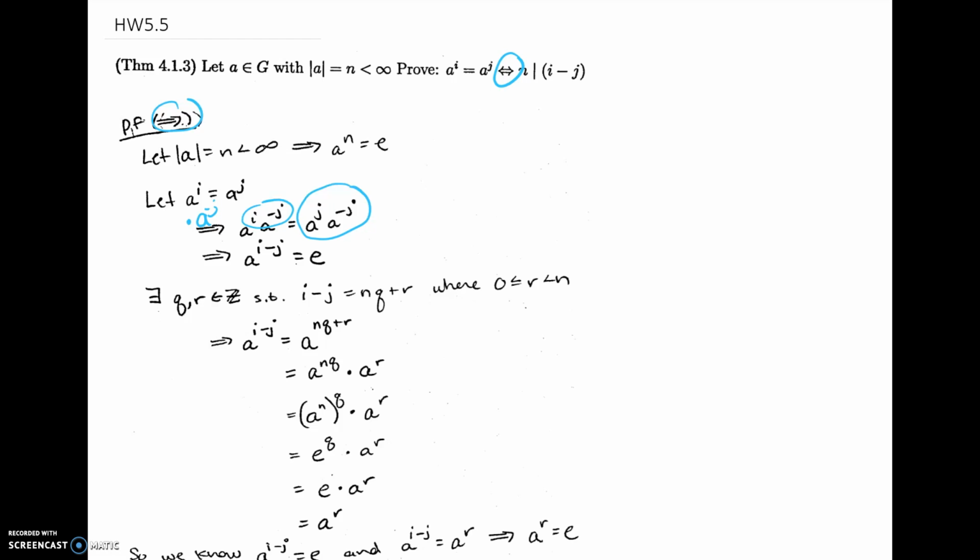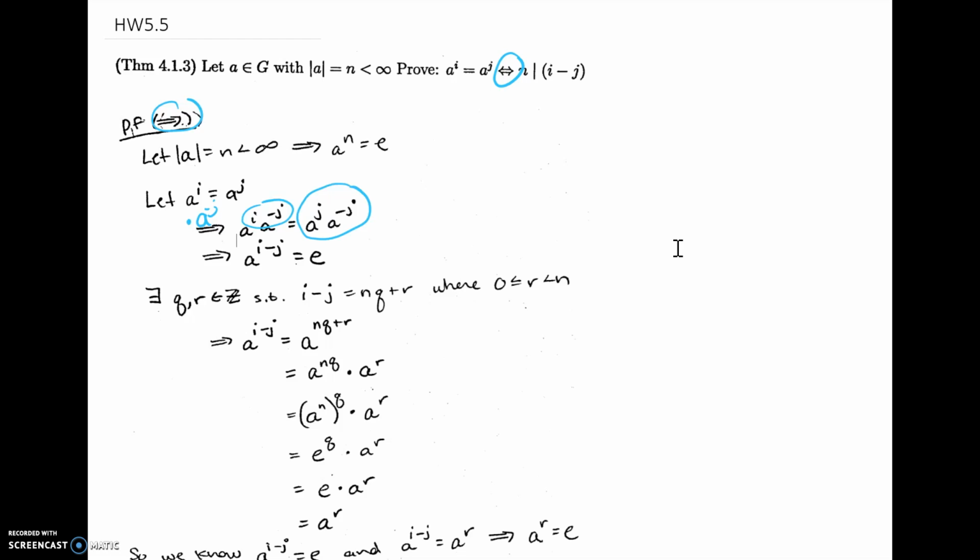So there exists a Q and an R as members of the integers, such that I minus J equals NQ plus R, where 0 is less than or equal to R, which is less than N. Basically that's saying whatever number I minus J is, it's going to be N times some integer plus the remainder. So it's turning I minus J into an expression with N in it. If R is 0, that means that N times an integer equals I minus J, which is what we want to prove. So we're going to keep going.